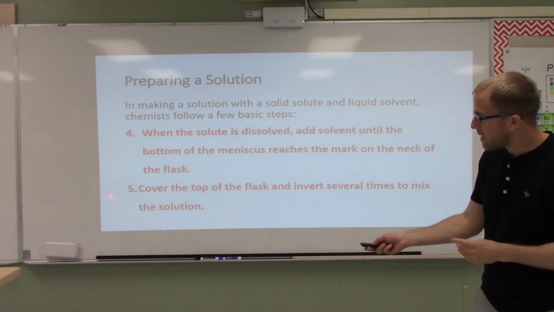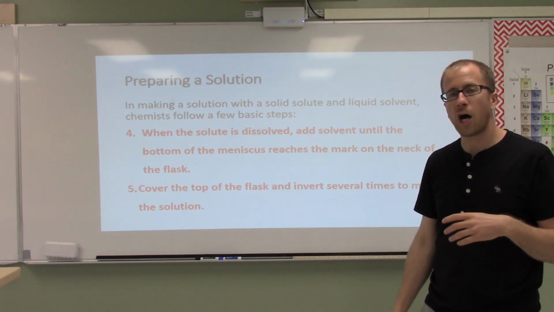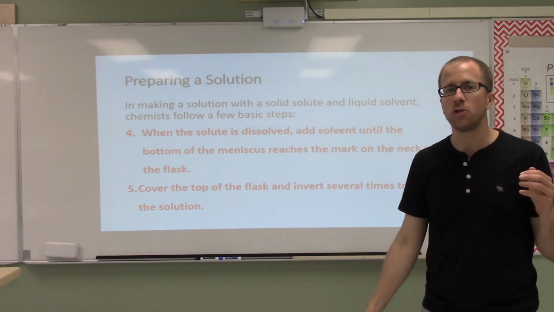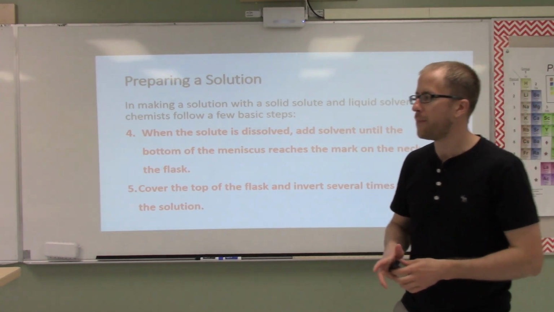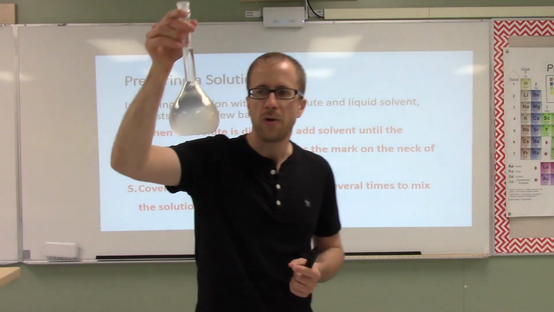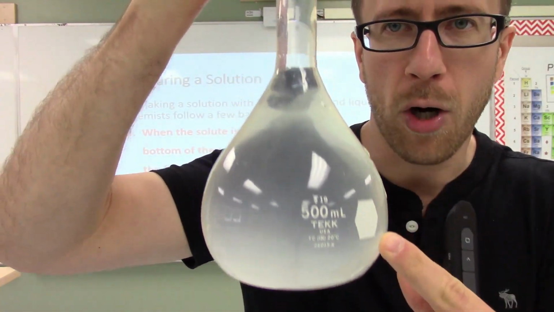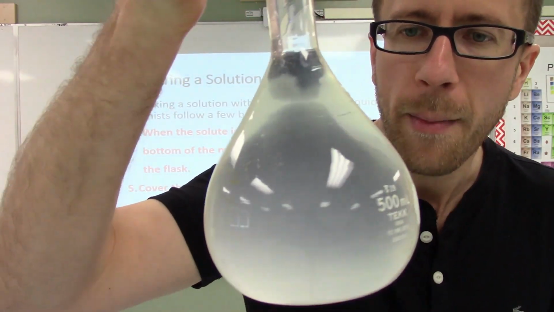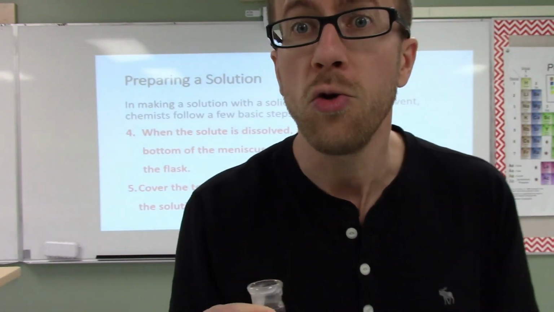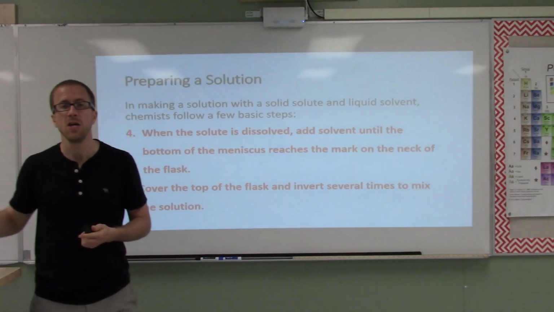Now, one step I did skip out on, you should stopper it, cover the top of the flask, and you should invert it to ensure that the concentration of your solution is uniform. In fact, you can see that without doing that step, you can actually tell by looking at this. Look how cloudy this bottom part is compared to up here. You can see it's much more concentrated near the bottom than up top. You would want to invert this a couple times to ensure that the concentration is uniform.